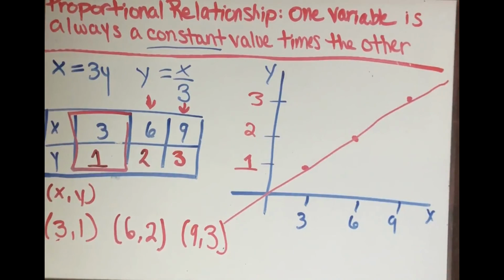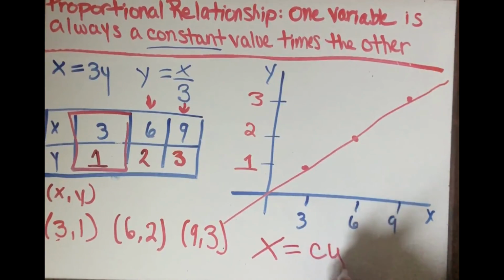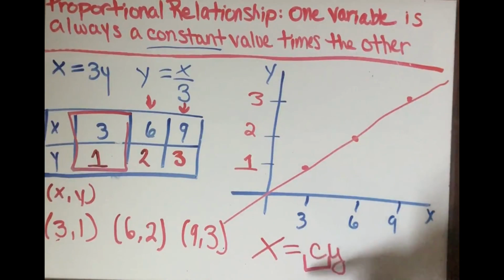We'll get more into this in the next video. But what you need to know now is proportions can be defined by x equals cy, where c is a whole number, constant value that will make x and y related.